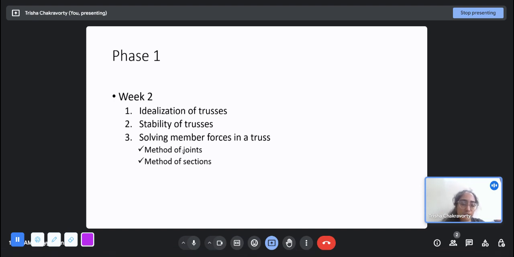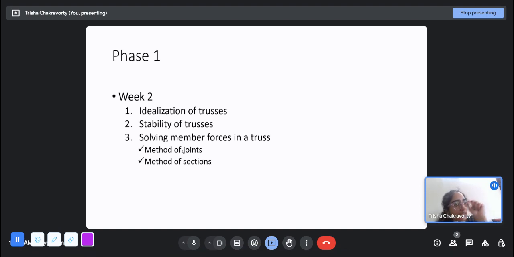Okay, then in week two, this was basically what we covered in week one. BMD and SFD was a major topic. In week two, we focus only on trusses, which are one of the idealizations, one ideal kind of structural element. Real world trusses are mostly 3D, but we analyze 2D trusses majorly because we can extrapolate the response of a 2D truss to a 3D truss, which we are not looking at.